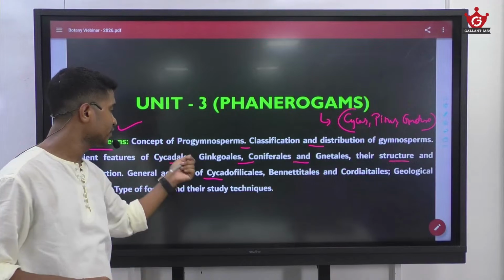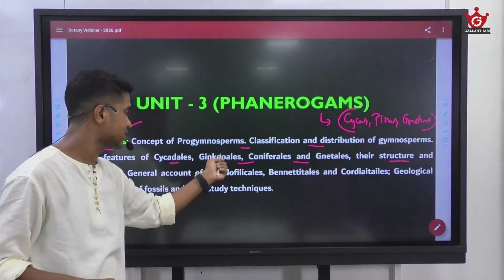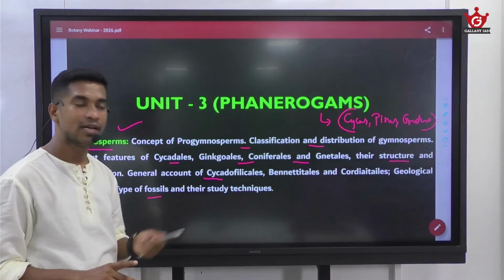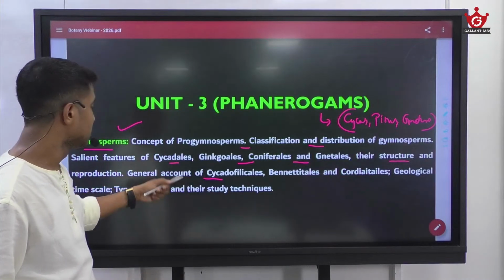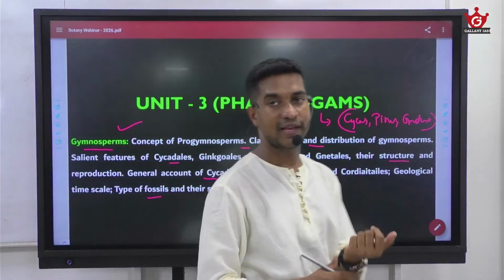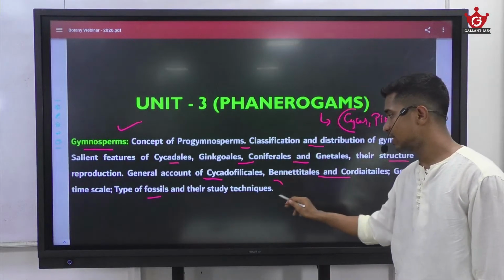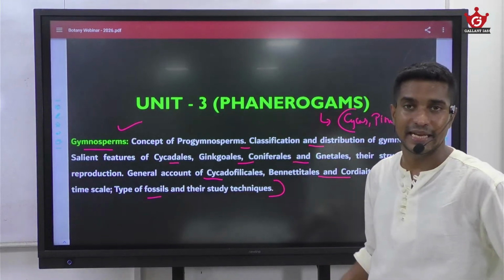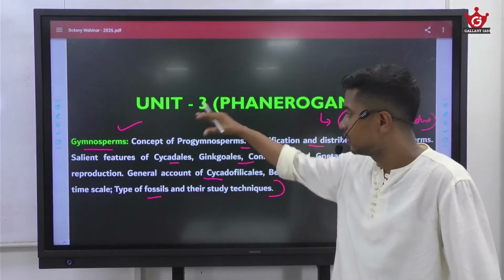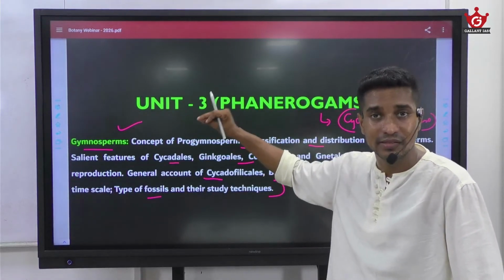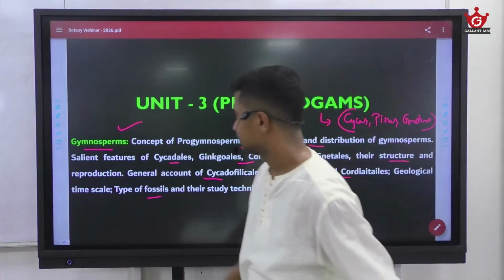And there are salient features of Cycadales, Ginkgoales, Coniferales and Gnetales, their structure and reproduction, general account of Cycadeoidales, Bennettitales and Cordaitales, geological time scale, types of fossils and their study techniques. Okay, so these are the contents which come under the subheading gymnosperms.